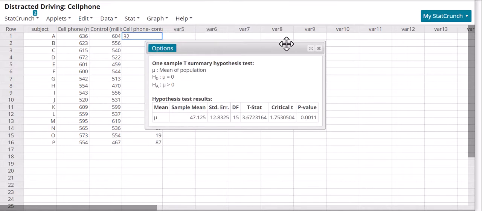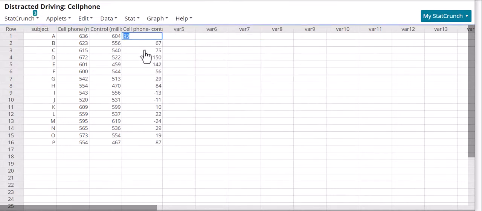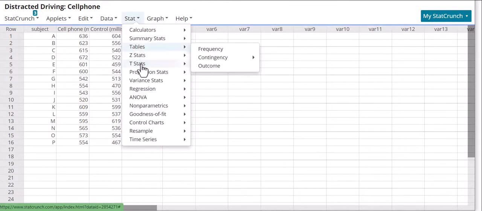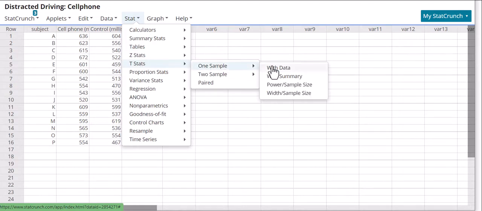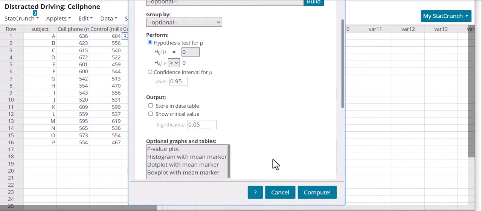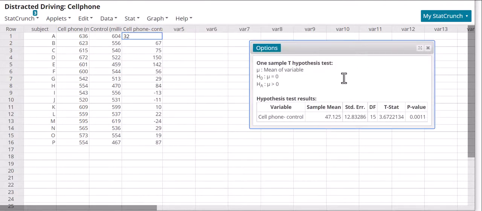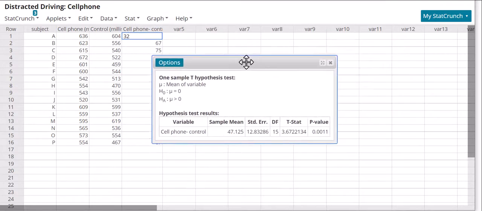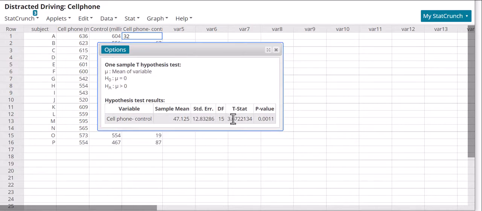I actually have the data here, so I could have also done Stat, T Stat, One Sample with data instead of with summary, since I have the data pulled up. Then I would have chosen the cell phone minus control column, and my hypothesis is the same, so this will be greater than, and my significance level is 0.05. Compute. And notice that we still get the same things. Our t-stat is 3.67 and our p-value is 0.0011, so we get the same answer.